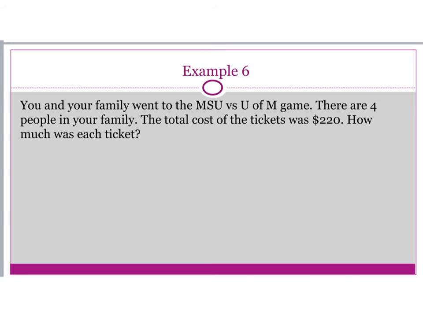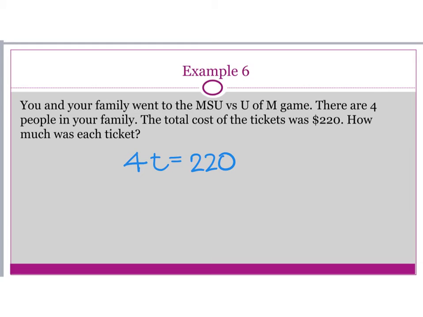There are 4 people in your family. The total cost of tickets was $220. How much was each ticket? So we have 4 people times the price of each ticket, and we know that $220 was spent on everything.